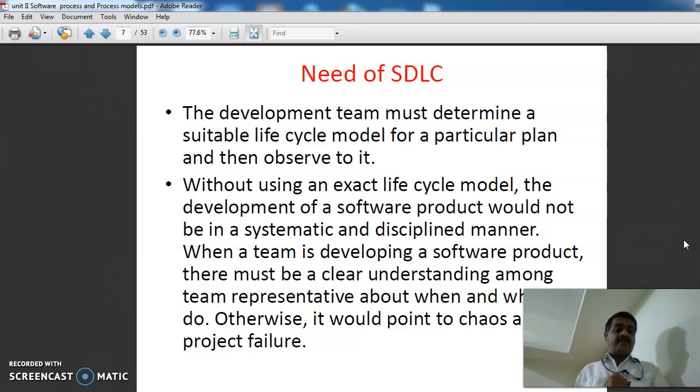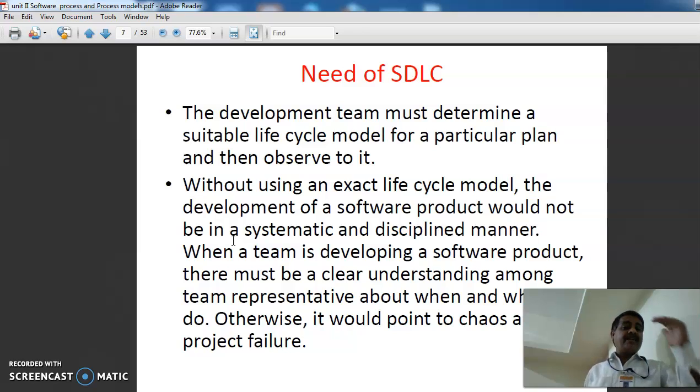Why is there a need of SDLC, software development life cycle? A development team must determine a suitable life cycle model for a particular plan and then adhere to it. If you have any plan for development, there is a need of SDLC. Without using an existing life cycle model, the development of a software product would not be in a systematic and disciplined manner. With the help of such SDLC, development is easy. If you have understood the steps of the SDLC, then the product may be developed easily.